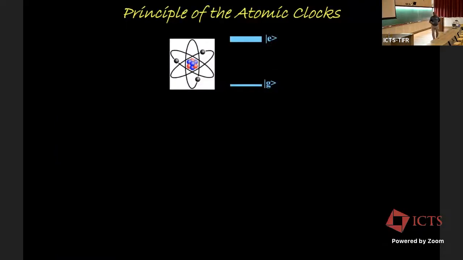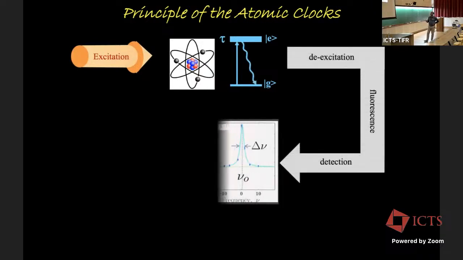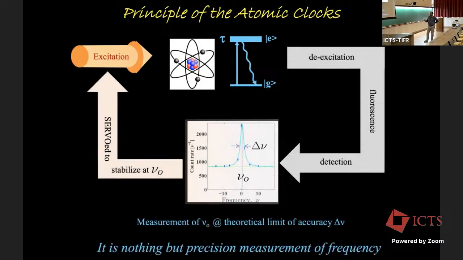Now let's understand the basic principle of the atomic clock. It's practically very simple. You consider a two-level system just for simplicity. Atoms to start with are in the ground state. You apply some excitation field, which could be a microwave or laser field depending on the transition frequency, and you excite the electron to an excited state. But that electron will not stay there forever. It has a certain lifetime, so it will decay radiatively back to the ground state and produce a photon, which is called fluorescence.